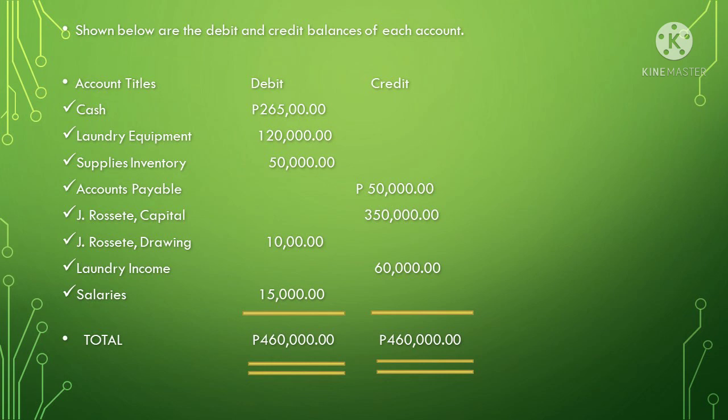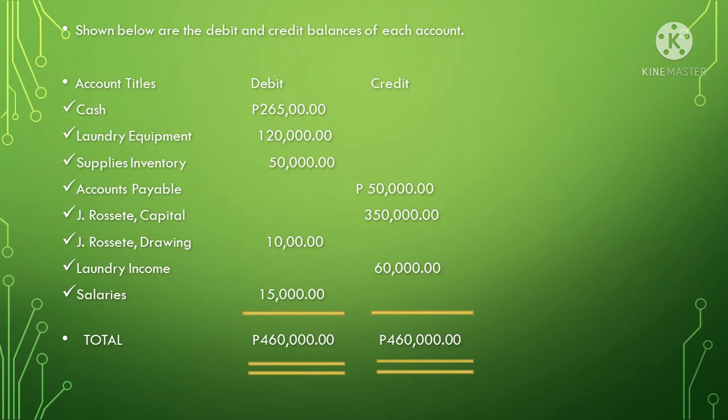Now, atong tan-awon karon ang atong gibuhat. So atong i-total karon ang debit ug ang credit side. Kung mo-total ba sila, kung equals ba sila, kung equilibrium ba sila, pasabot tupong balance, walay disbalance. Okay? So, 265,000 plus 120,000 pesos plus 50,000 pesos plus 10,000 pesos plus 15,000 pesos is equals to 460,000 pesos. So mao siya ang total balance sa debit side. So, same, ang sa credit side, okay? 50,000 pesos nga accounts payable, capital, which is 350,000 pesos, then laundry income, which is 60,000 pesos. So, total of 460,000 pesos.